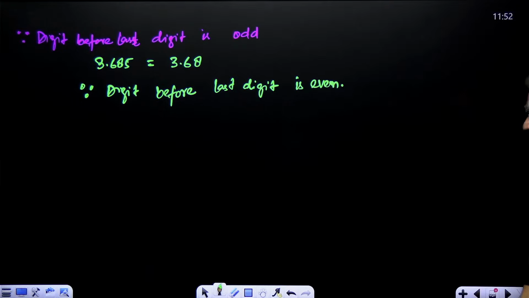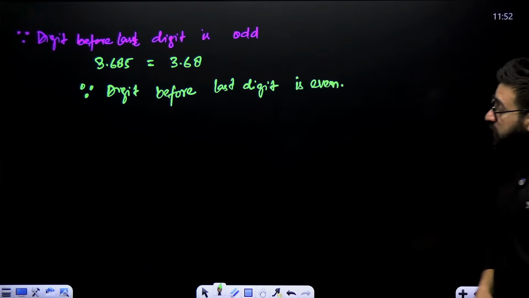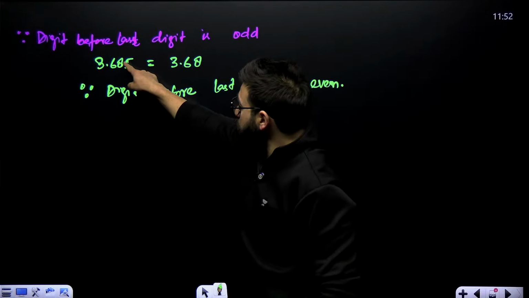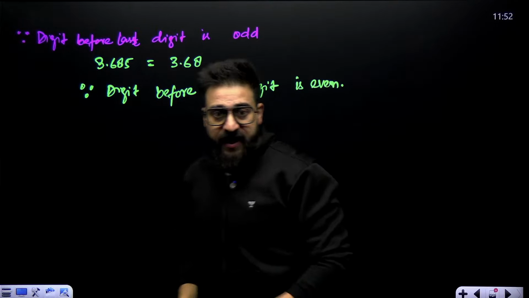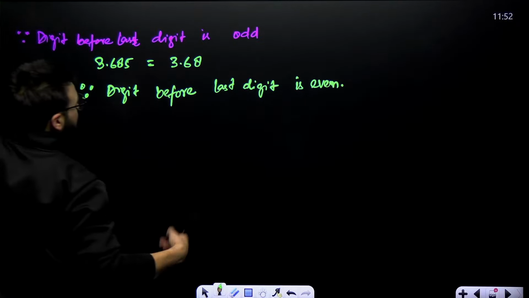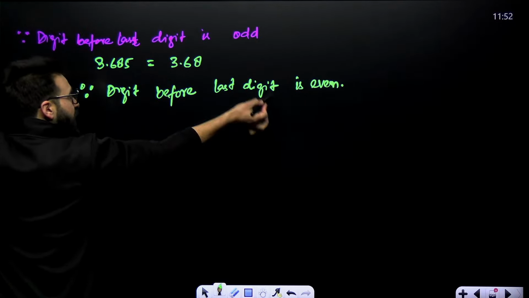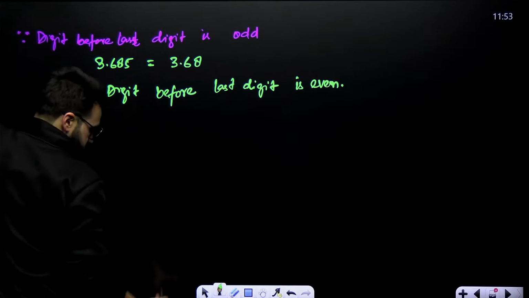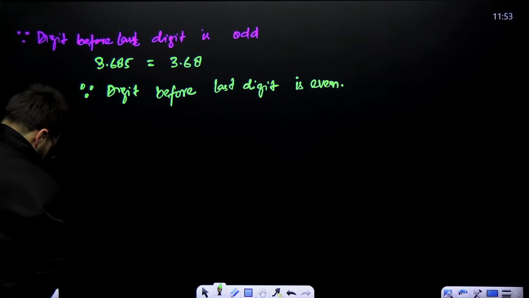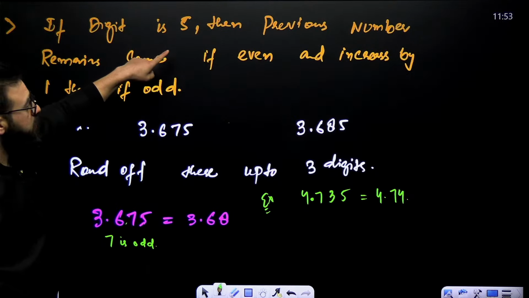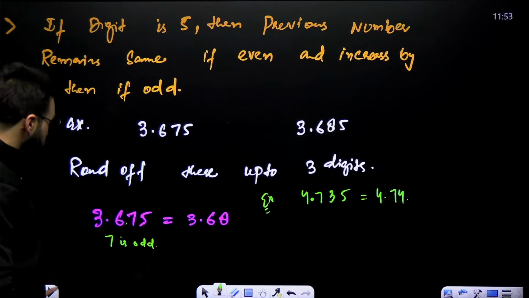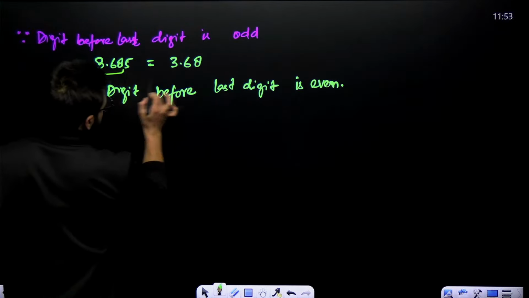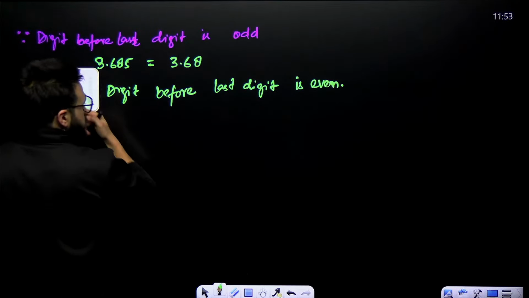Next. See, 3.685. Guys, last digit is what? 5. And the digit before the last digit is even. So in that case, it will remain the same, because it says if the digit before the last digit is even, it remains the same. So it will remain 3.68.